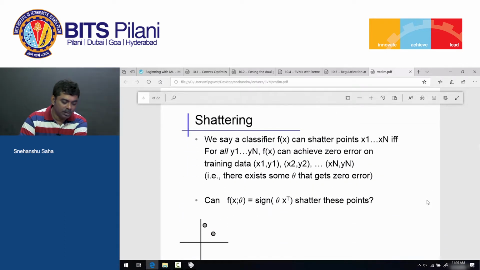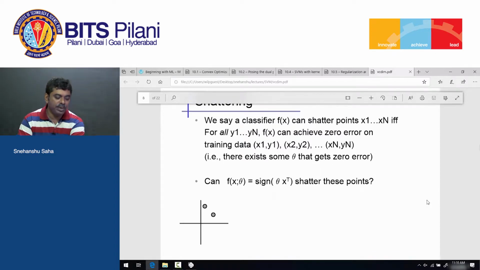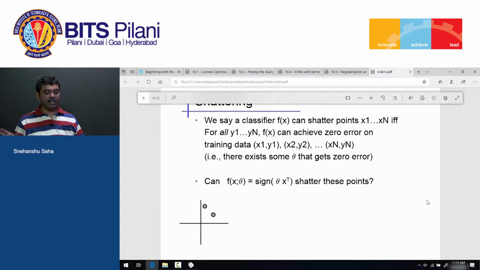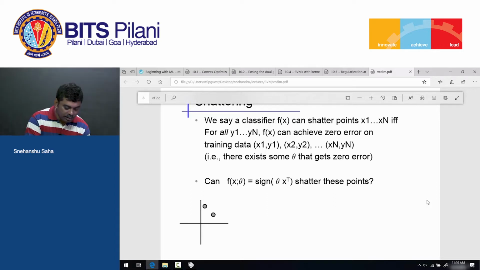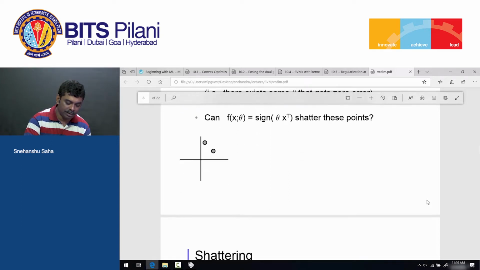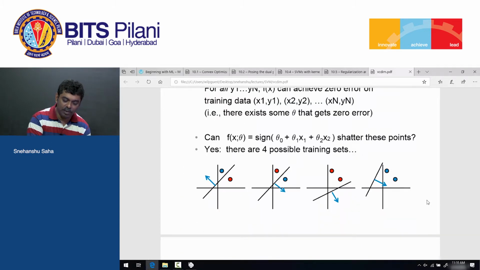So the idea is shattering. We say that a classifier, if efficiently designed, can shatter as many points as possible and achieve zero error on the training data. So if you recall the first classifier, can it shatter these 2 points? This classifier, the one with the bias, shattered these 2 points.